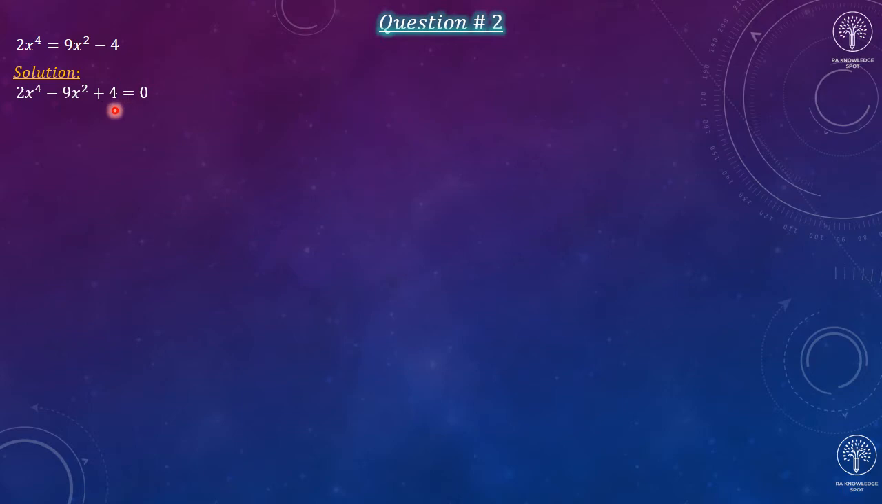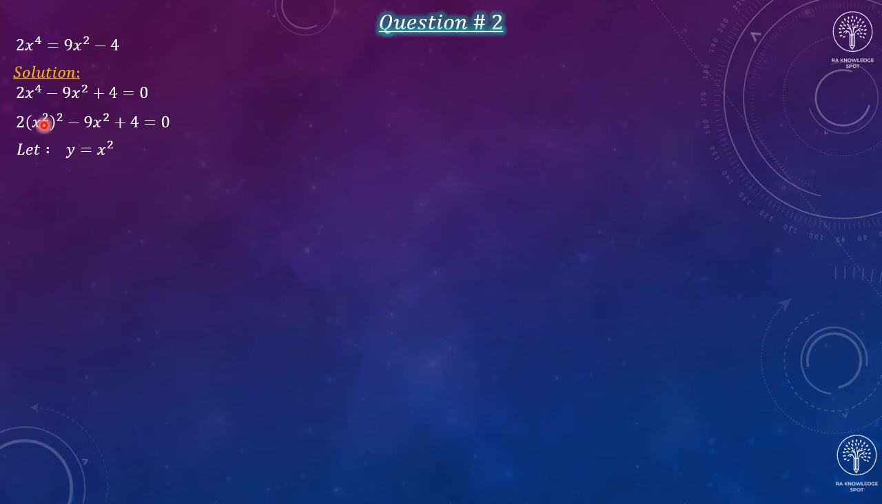Equal to 0. Again, as in the previous question, you have to find the least power, and right now the least power is square. Then applying the same strategy as in the previous question, we can write 2x to the power 4, x square is as it is, plus 4 is equal to 0. Then again you have to use the word let or suppose: let y is equal to x square.